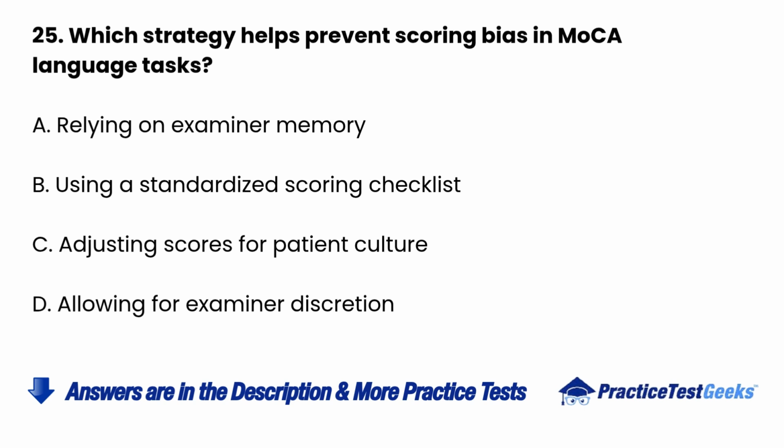25. Which strategy helps prevent scoring bias in MoCA language tasks? A. Relying on examiner memory. B. Using a standardized scoring checklist. C. Adjusting scores for patient culture. D. Allowing for examiner discretion.